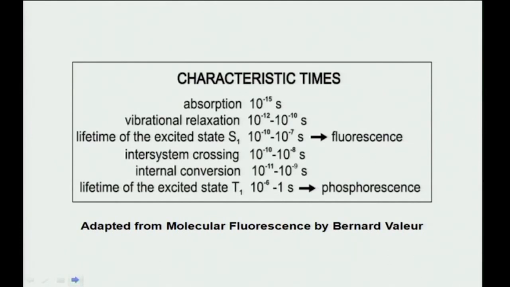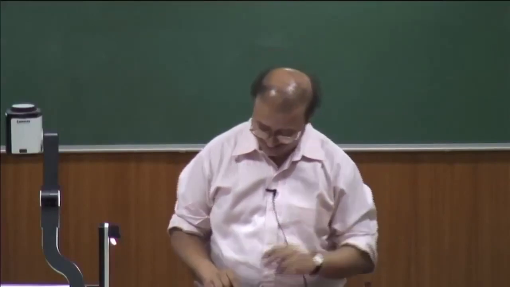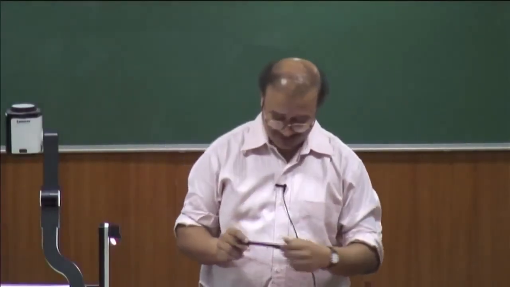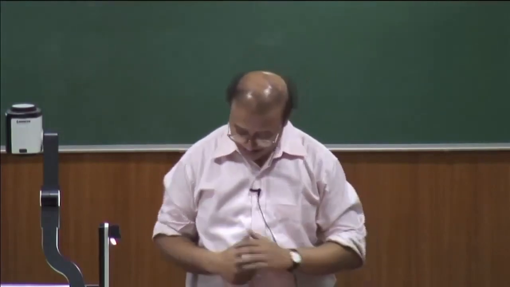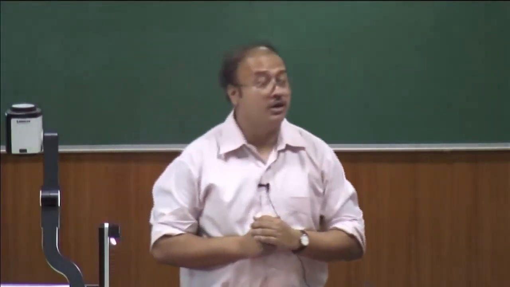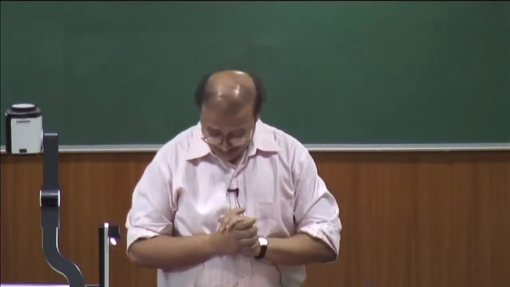ISC is much faster than IC. Why is it so? It says 10 to the minus 10 to 10 to the minus 8, right? IC is 10 to the minus 11 to 10 to the minus 9. Which is faster? You look at the range. Okay? Good. You have not crossed systems, right? Anyway, so where was I?